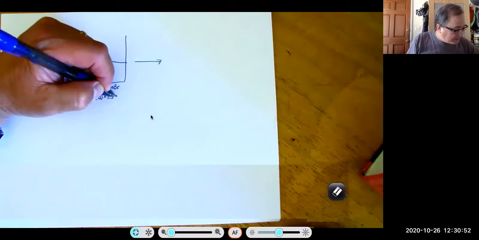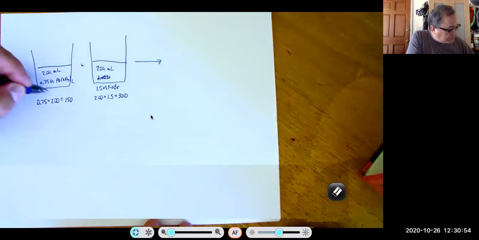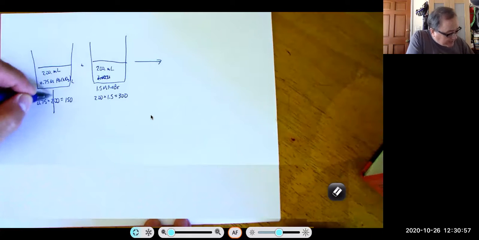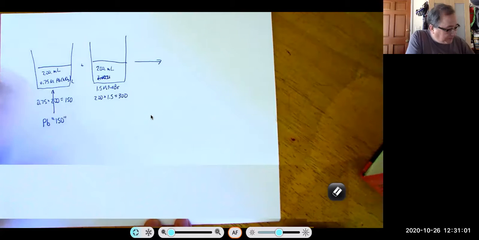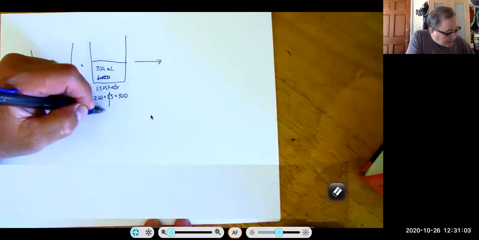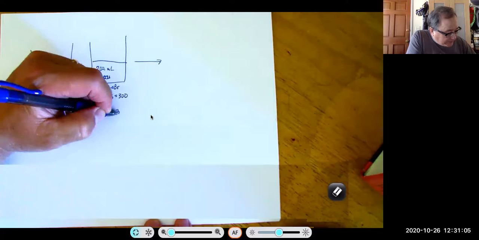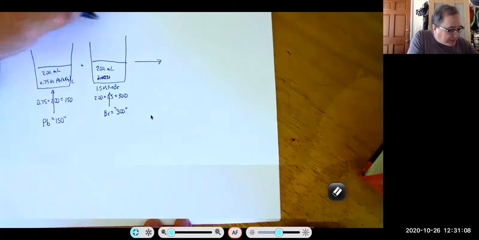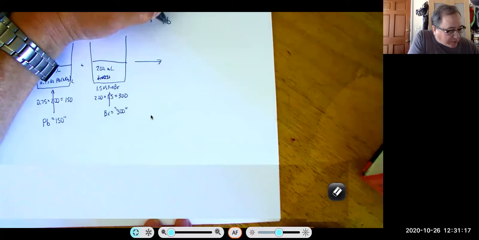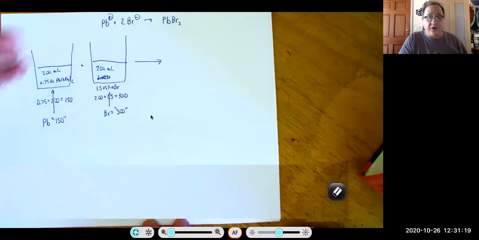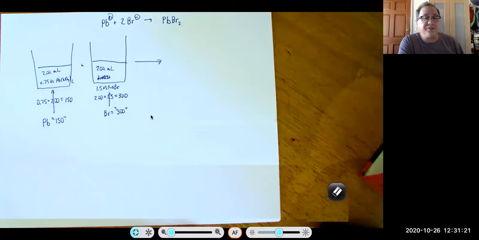And this is 300. So if we look at the lead, the amount of lead in here is 150. I'm not going to give any units to it. Here, the amount of bromide is equal to 300. And when we do the reaction, we actually need 2 bromides. So what this means is that we have the stoichiometric amounts that we need for the reaction to go to completion with no leftovers. Okay?